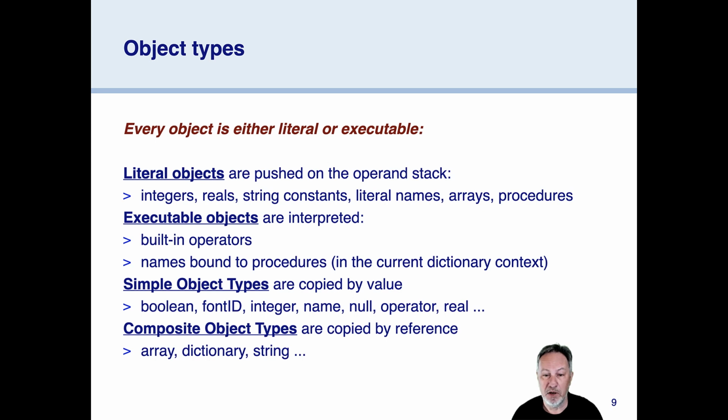Then there are simple object types. They're copied by value, so booleans and integers and names and so on. They're pushed directly onto the stack or copied by value. And composite object types, like arrays, dictionaries, and strings, they're copied by reference. But that's completely transparent to us. So when we push an array, we have the impression that the actual array is going onto the stack, whereas in the implementation, it's essentially only a reference to a pointer to that array.